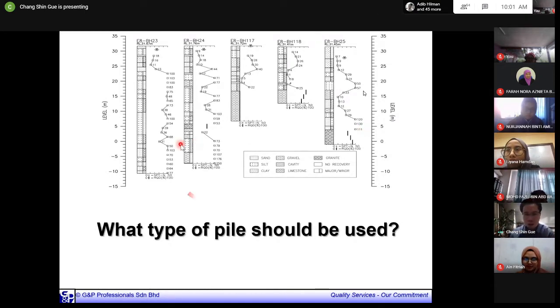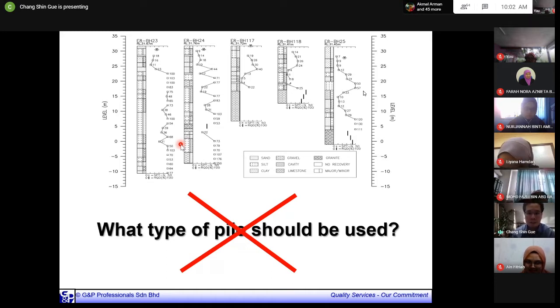Why? Because this should not be the first question that you ask, because you need to know what kind of structures you are dealing with, what kind of loading, and then you look into the soil profile and decide on what kind of foundation to be used. So it could be a shallow foundation or it can be piles. So it's not necessarily the case that once you look into the soil profile, you are thinking of what kind of piles to be used.